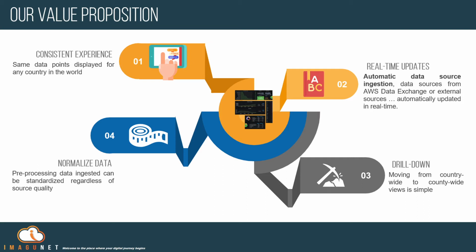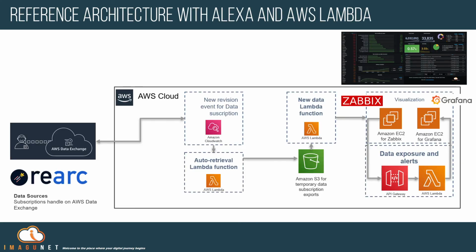And finally, the data normalization layer for us is really important because we want to make sure that the data is standardized no matter what the data source is. So we want to keep that minimum amount of data points and data variables that we can review. As we mentioned, the architecture is serverless.